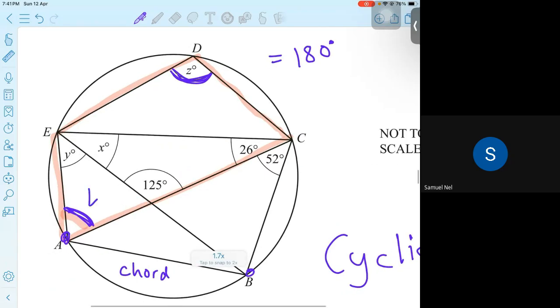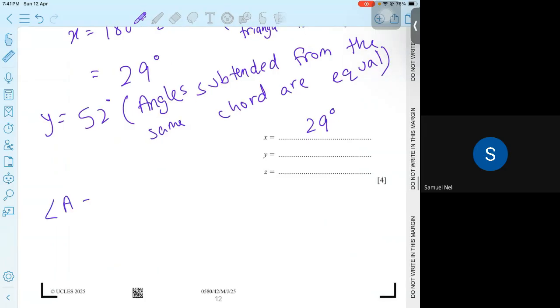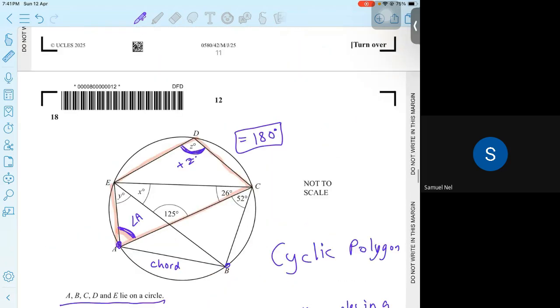So this A plus this Z is equal to 180. Are we all okay with this? Do we all know this rule? Yeah? Okay, thank you so much. So angle A plus angle Z is equal to 180 degrees. Why? Because opposite angles in cyclic quadrilaterals add up to 180. Okay, now let's try to find angle A.